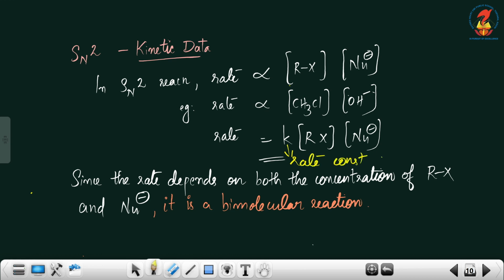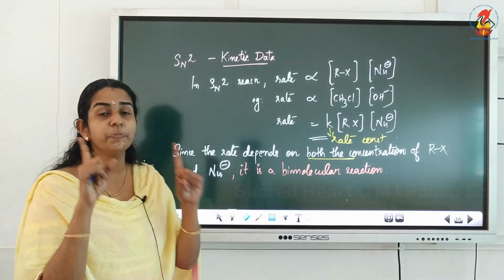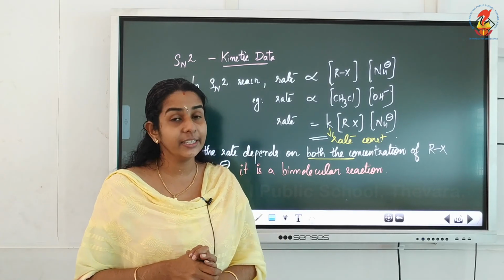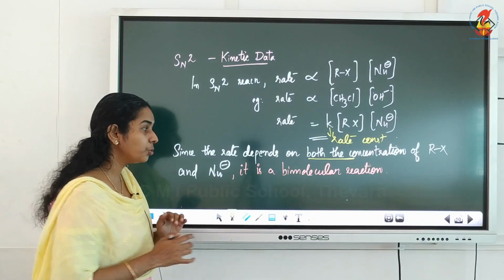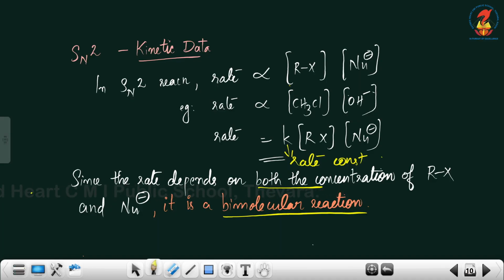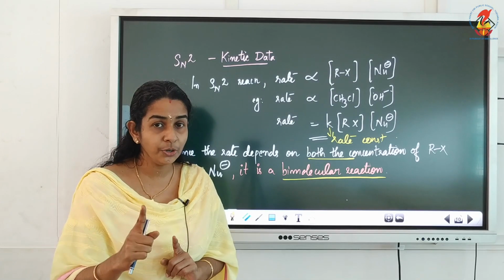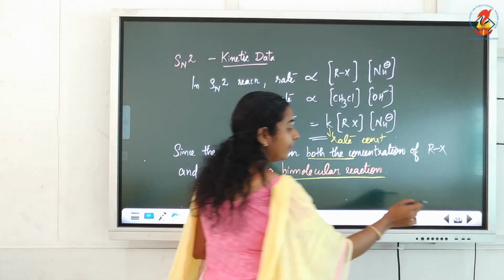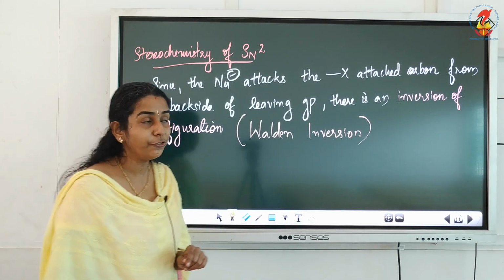So, why is it a bimolecular reaction? Because here the rate depends on both the concentration of alkyl halide and nucleophile. So, two species. The rate depends on the concentration of two reactants. That is why the molecularity is 2, or that is why it is known as a bimolecular reaction. Very important, remember in SN2, the rate of reaction depends on both the concentration of alkyl halide and the nucleophile.